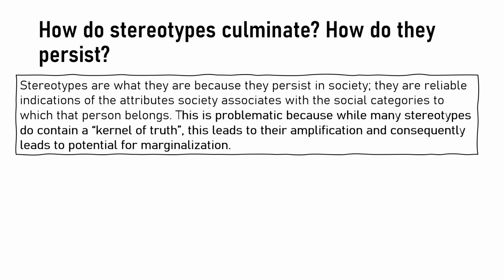So again, we said we need to understand how stereotypes culminate and how they persist. Stereotypes are what they are because they persist in society. They are reliable indications of the attributes society associates with the social categories to which that person belongs. So stereotypes don't necessarily tell us about the people themselves, but they tell us about what society thinks about these social categories to which people belong. This is problematic because while many stereotypes do contain a kernel of truth, in that they are based on some truthful observation that was made at some point in time, this leads to their amplification and consequently leads to the potential for marginalization of those communities.